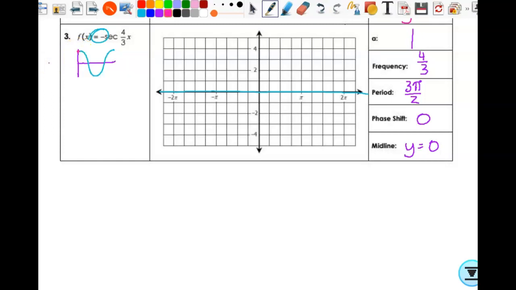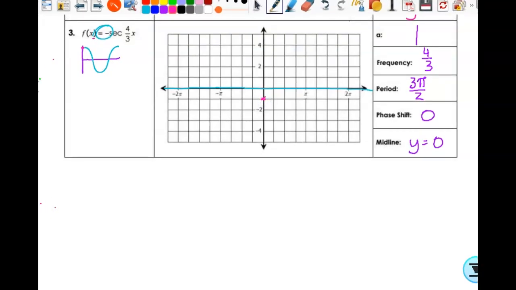up whatever A is. The only thing that affects it being on the axis is a phase shift, which I don't have. But instead of going up from the midline, that's a reflection, so I'm going to go down from the midline, 1, and my first point is there. The end of the period has the same y value. The period ends at 3 pi halves, and I do not have a phase shift, so I have a point right there. Halfway between those two, I'm on the other side of the midline, whatever A is. So halfway between those two, I'm here.